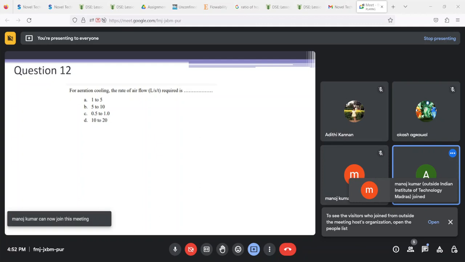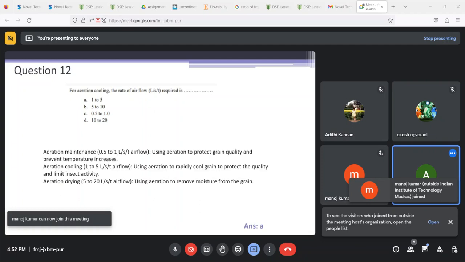When you're storing your grains in a silo, you'll often ensure that there is air circulation inside. Based on your requirement, the flow rate of the air that you're supplying inside the silo will also change. So there are multiple functions of supplying air. First is aeration maintenance, using aeration to protect the grain quality and prevent temperature increases. If you maintain that sort of aeration where you are protecting the grain quality, you require a very minimal amount of air, which is 0.5 to 1 liter per second of airflow.